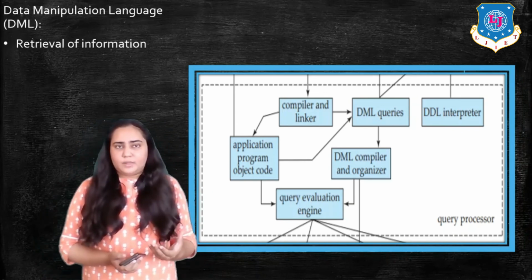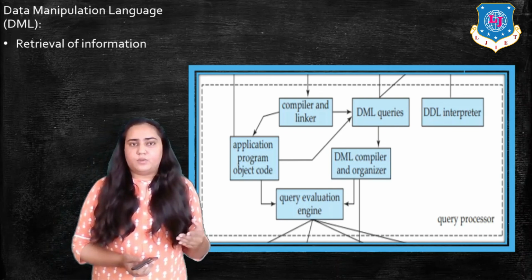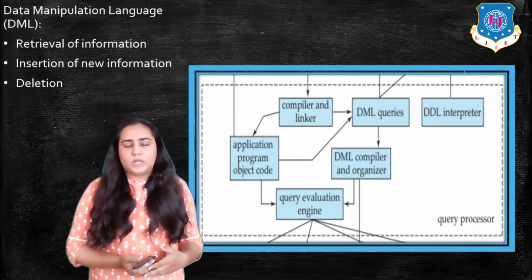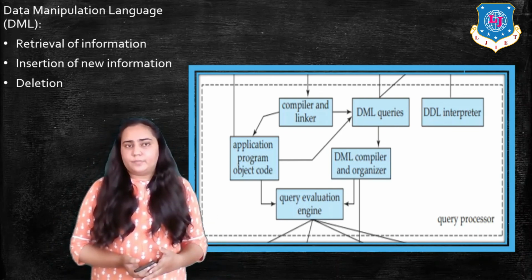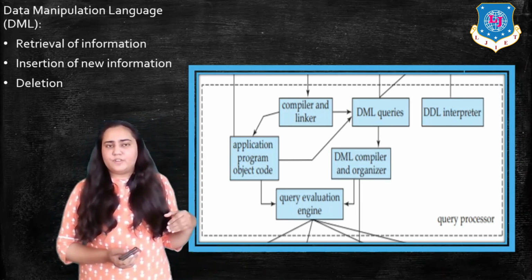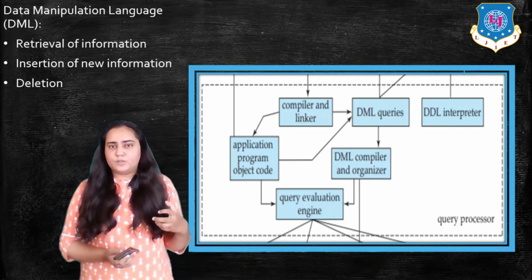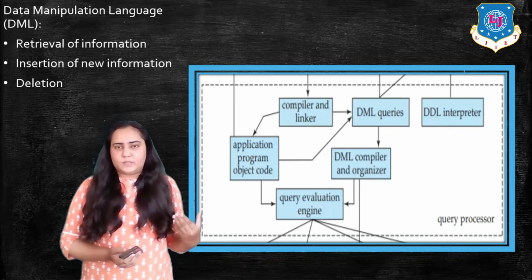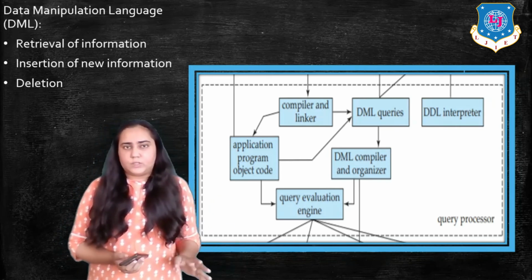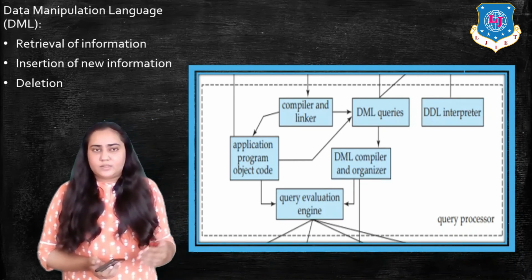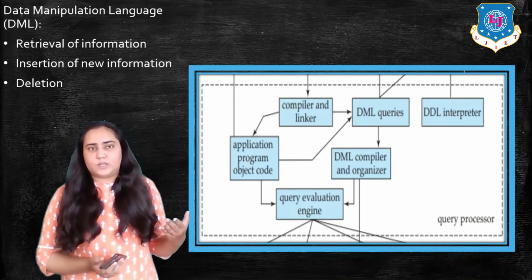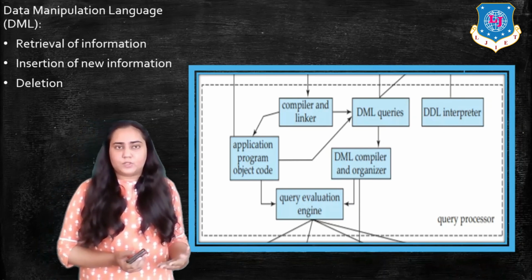DML deals with retrieval of information, with insertion of new information, and with deletion. Retrieval of information means you want to access some data from the database. You just want to read it. You don't want to do anything to it. You just want to see what's there. That is called retrieval. And this is done using a language which is known as data manipulation language.